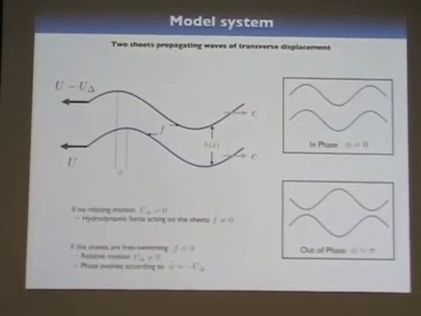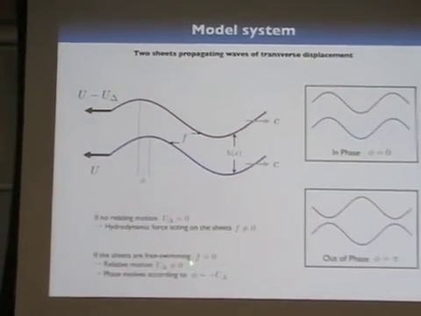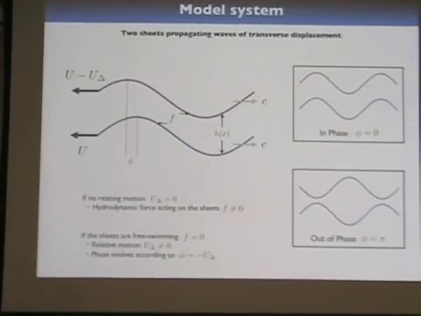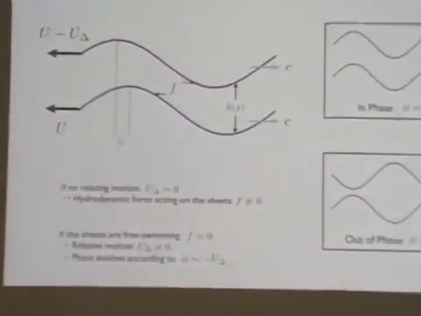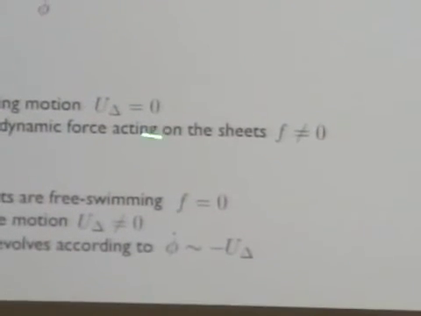The other problem that you can solve is, if now they're both free to swim, then in general you can calculate this velocity, and the phase will evolve according to a differential equation saying that the rate of change of the phase is proportional to the relative velocity. So you can solve those 2 problems, but all the physics is really included in this first problem.